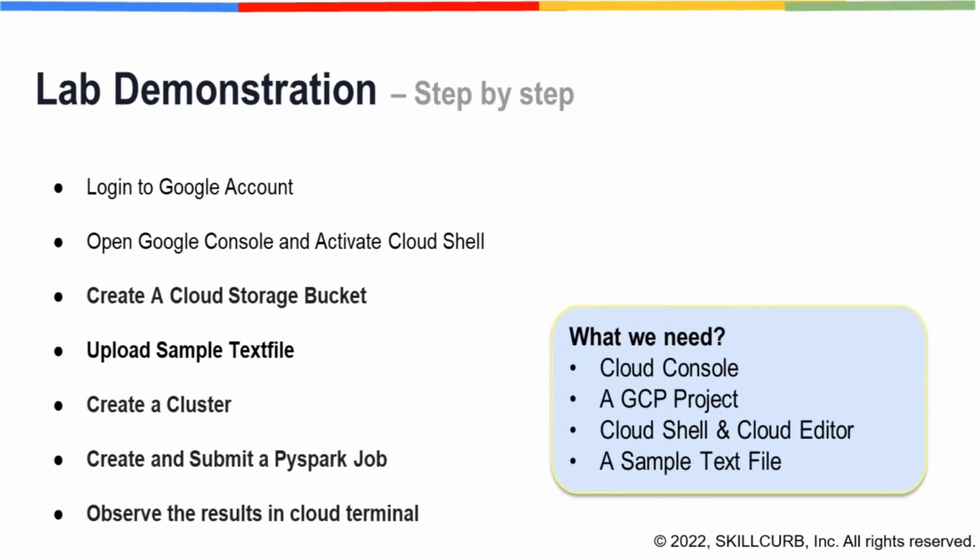Now, let's start our hands-on lab. These are the steps involved. Firstly, we will log into our Google account and open Google Cloud Console. We will then create a cloud storage bucket and keep a sample text file in it. We'll later use the GCS connector to read and write data from cloud storage. Then we will create a cluster and simply submit a PySpark job in this cluster using gcloud command. Finally, we will observe the results in the cloud terminal.